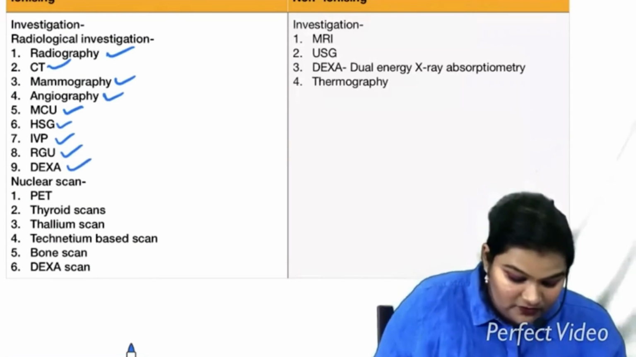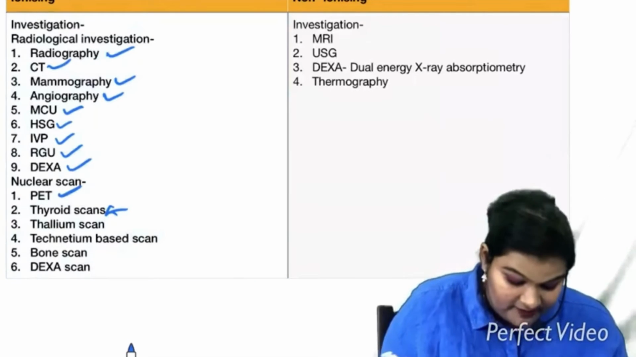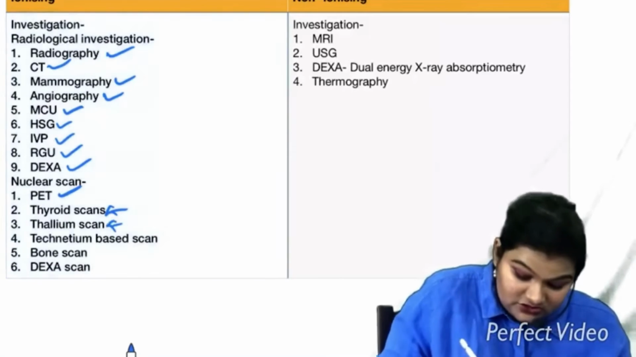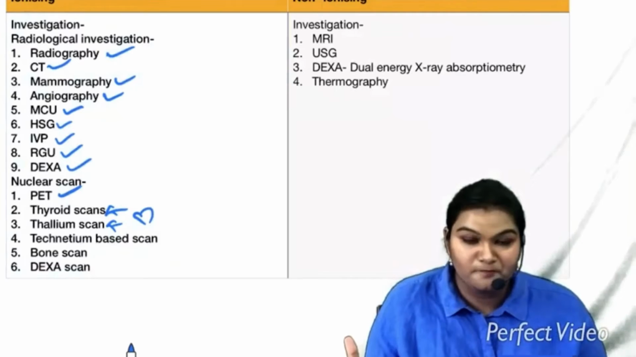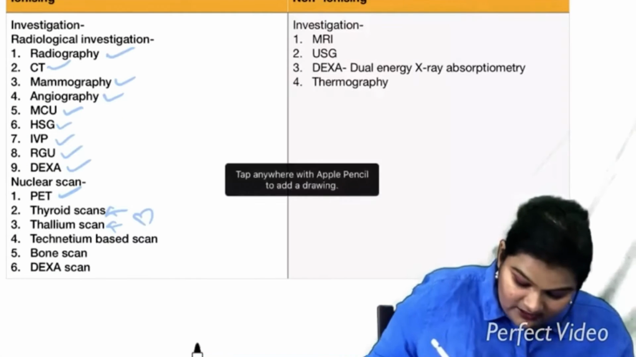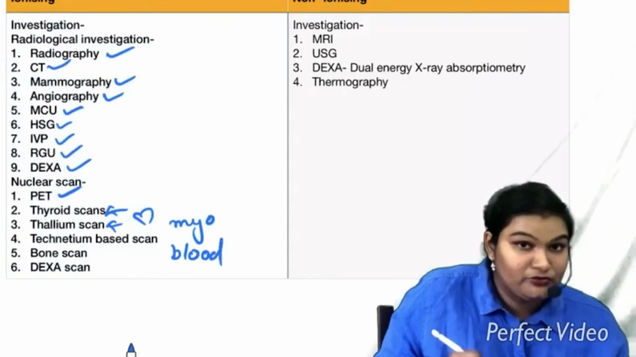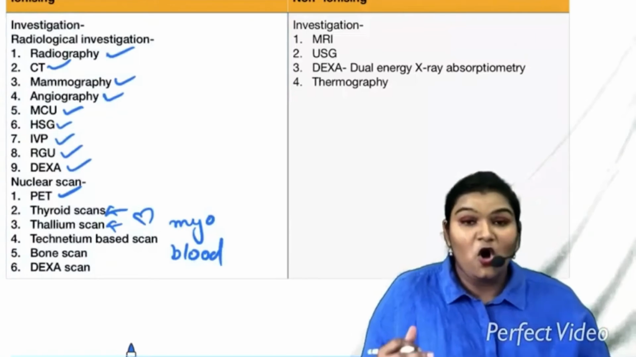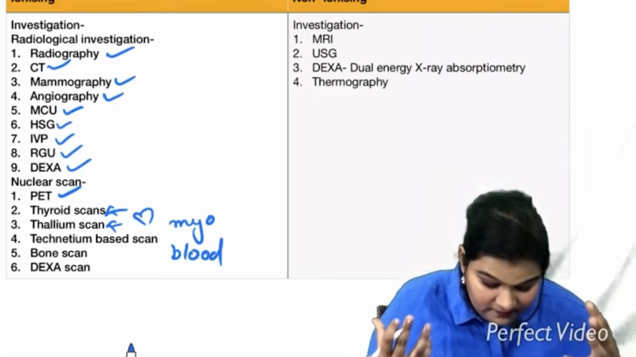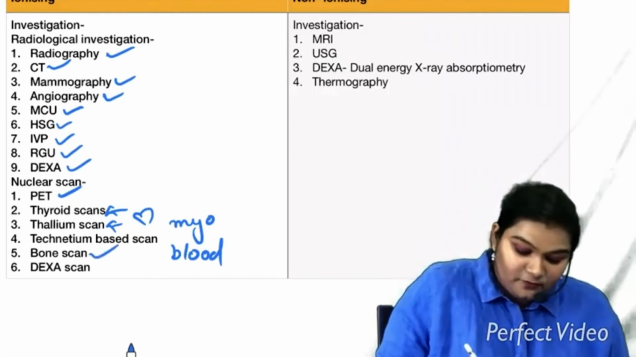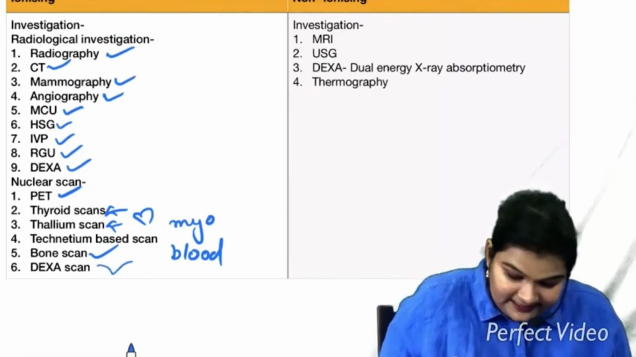Now the different types of nuclear scan which are used are PET scan, the thyroid scan, obviously to study the thyroid. Then we have thallium scan to study the physiological function of the heart, and this technetium based scan is used in tons of studies. You take the myocardium, blood, bone, lungs, liver, brain; all these organs are studied, and the physiological function of these organs is studied on the basis of technetium based scan. Then we have the bone scan to study whether the mineralization of bone is proper or not, and then there is a DEXA scan.